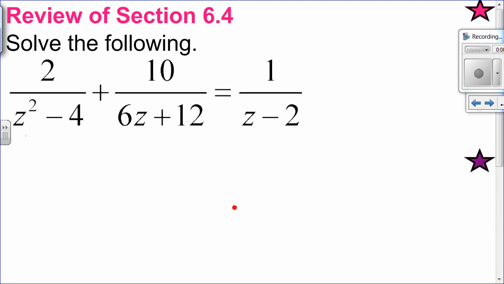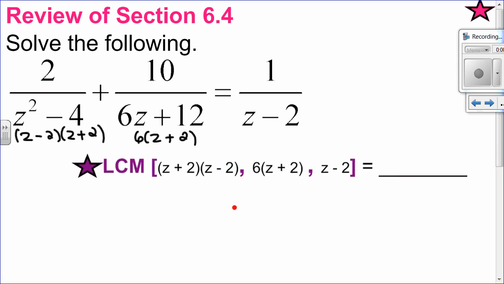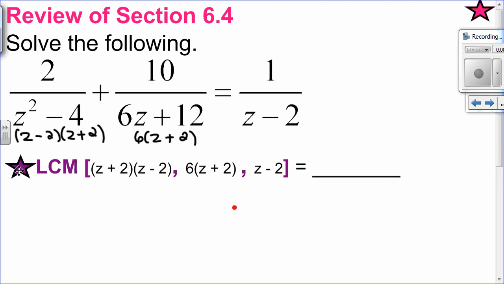So first thing I notice is I have a difference of squares. So z minus 2, z plus 2. Here I have a GCF of 6. And here z minus 2, I can't do anything with that. So let's talk lowest common multiple. I'm going to need one of each factor. So I need a z plus 2. I need a z minus 2. I need a 6. Let's throw that up front. A z plus 2, which I have, and a z minus 2, which I have. So that would be my lowest common multiple.